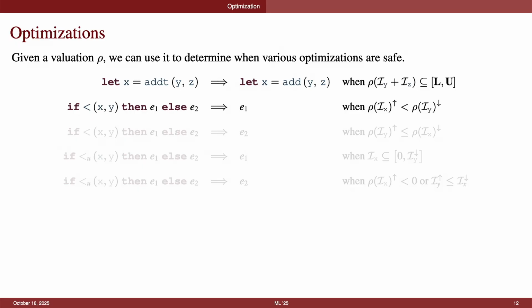If you have a conditional, x less than y, we can replace that with a true branch if rho of x's upper bound is less than rho of y's lower bound, right? So that means that the interval of possible values of x has to be less than all the possible values of y, and therefore this is always going to be true. You can also figure out the false case with a similar argument.